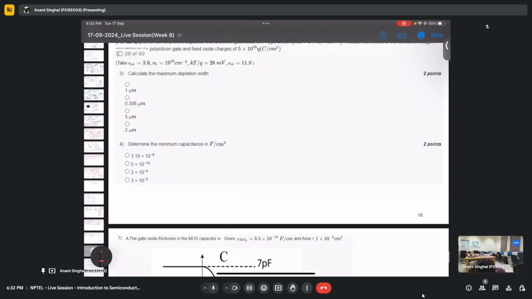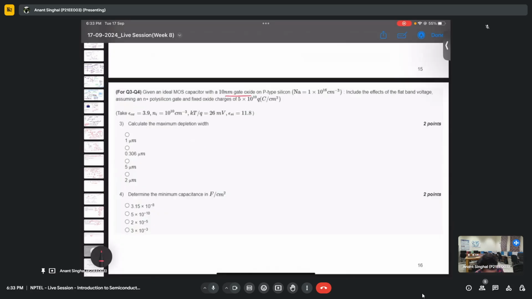Yeah. So we have an ideal MOS capacitor with a 10 nanometer gate oxide. So let me give you quick ideas how to solve these questions because I cannot give you the solution directly. We have the TOX given, we have the Na given, include the effect of flat band voltage. So flat band voltage is nothing but phi_ms minus the fixed charges by Cox. Fixed charges are also given, and I guess we have done this question in the initial part if I'm not wrong. So we can calculate VFB, everything is given.